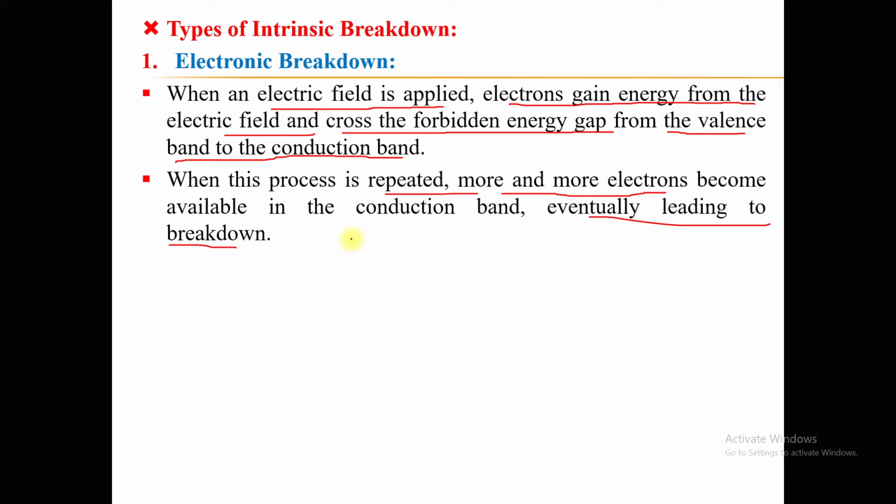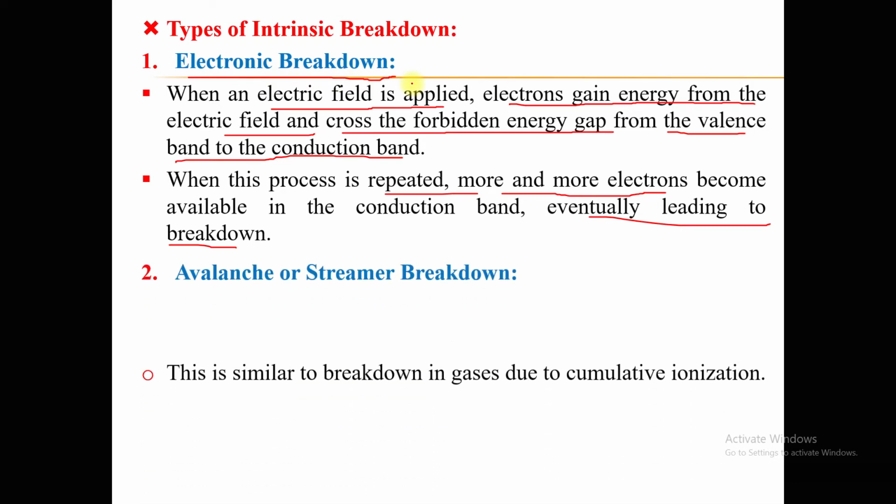Okay, so here the breakdown is taking place because of the electron multiplication. Because of these electrons, the mechanism of failure is known as the electronic breakdown. Second is the avalanche or the streamer breakdown.